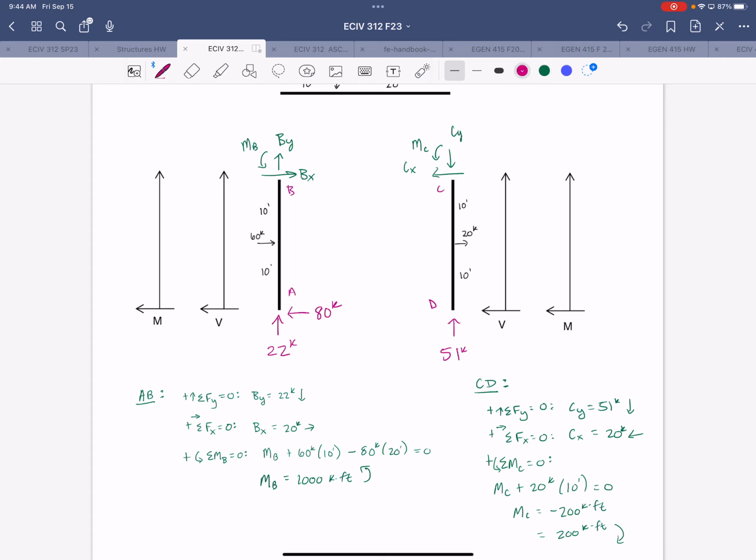So now going through and plotting shear and moment diagrams, I'm going to add labels or units to these. So our shear diagram for the column, we start off with an 80 kip horizontal force at the base, and then it's going to be constant until we hit that 60 kip load, which will take us down to 20. And then the force at B closes us to 0.